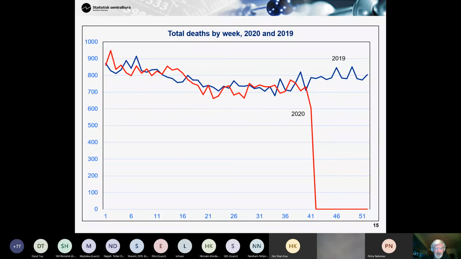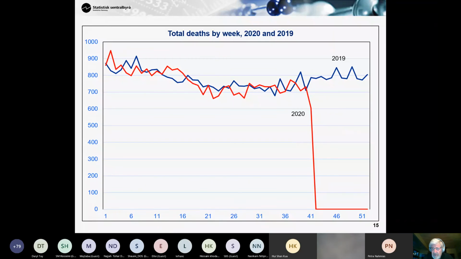Now the final one covers the pandemic, and Statistics Norway is producing or publishing deaths by week for every week. It is published, I think, about 10 days after the end of a week. And in fact, we see that the number of deaths in 2020 is about the same or slightly less than the number of deaths in 2019.